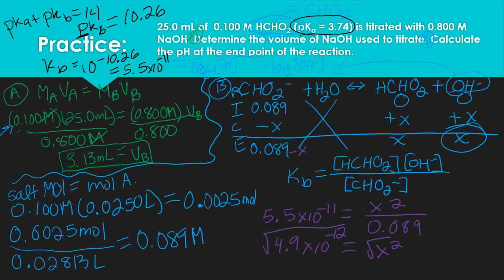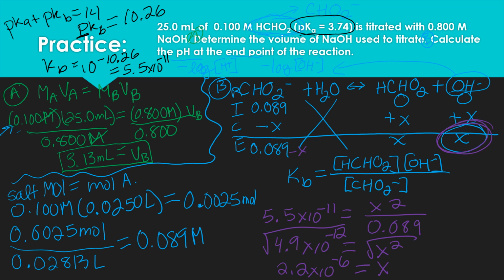And we're going to square root both sides. We get our x value: 2.2 times 10 to the negative 6. Whew. I know these are long. These are marathon problems. Okay. So we found our x value.